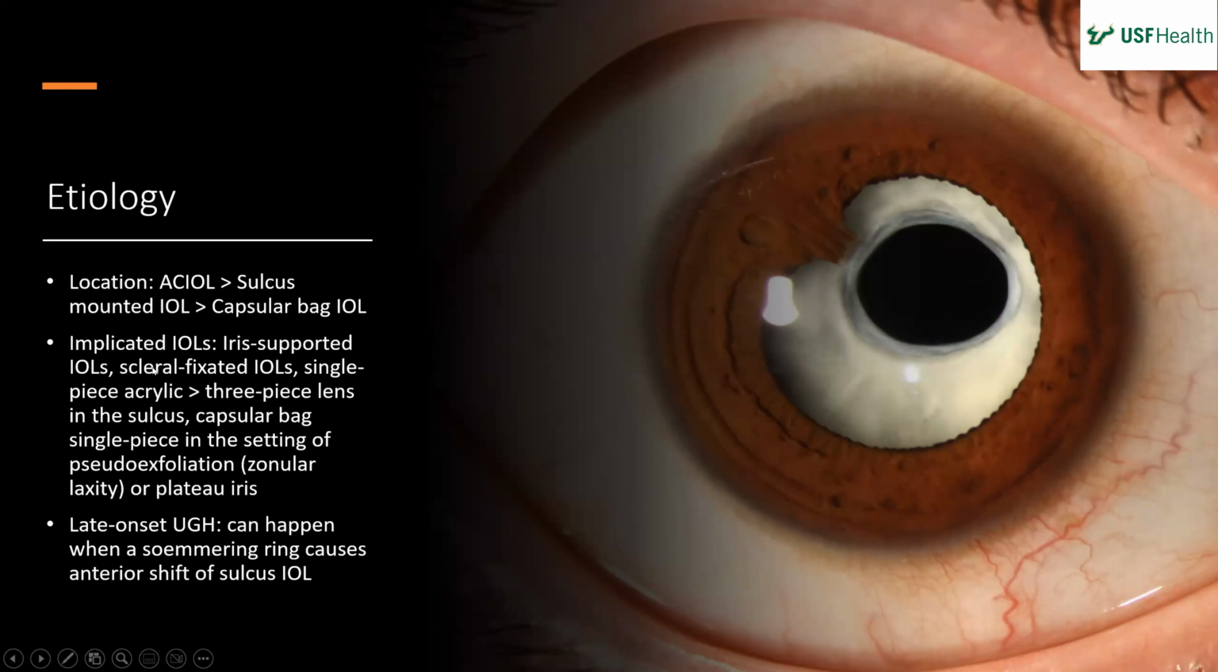Some IOLs are more likely to do this than others, especially depending on their location. An iris-supported IOL is most likely, since it's literally attached to the iris. Then a scleral-fixated IOL, followed by a single piece, more than a 3-piece lens in the sulcus. So make sure you never put a single piece in the sulcus, and it's primarily due to this reason you're way more likely to get UGH.